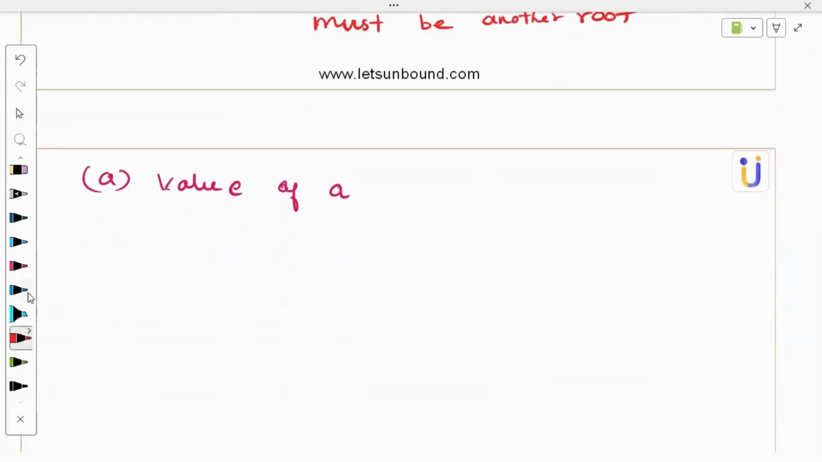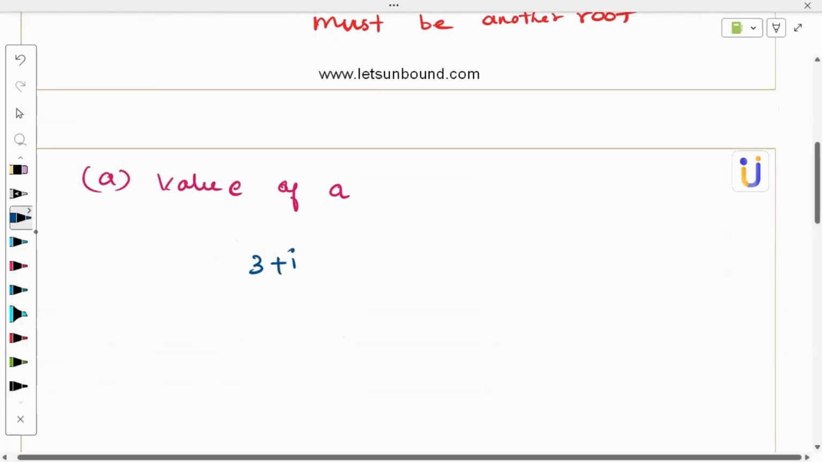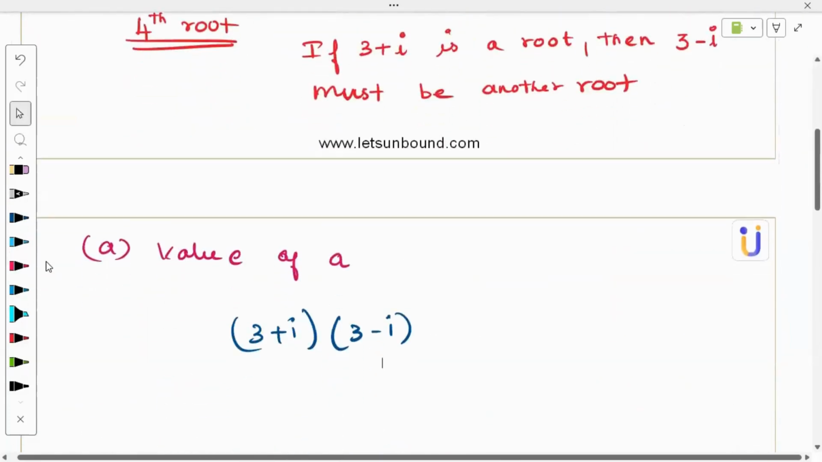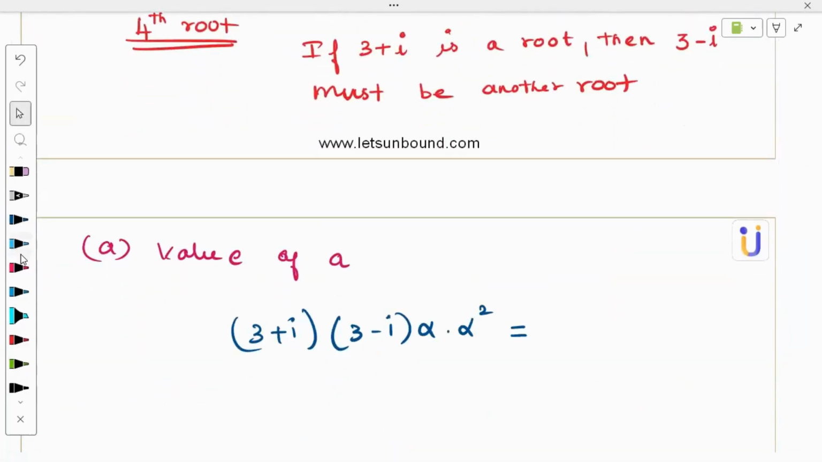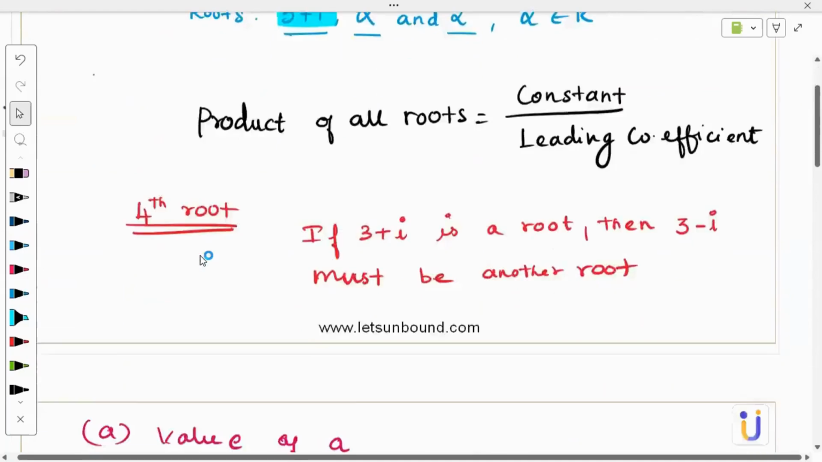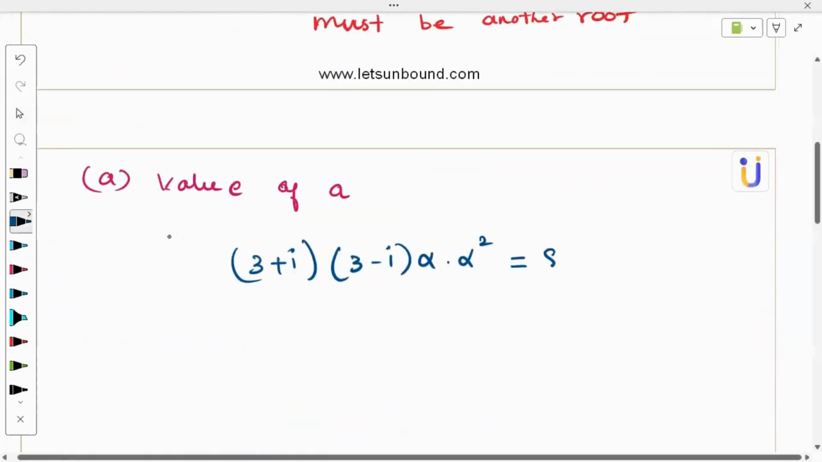So A part, product of all the roots. 3 plus i is a root, and of course 3 minus i should be. And what are the other roots? Alpha and alpha square. So alpha into alpha square. All this will be equal to constant divided by leading coefficient. Constant is 80. Leading coefficient is 1. So equals 80. That's it.